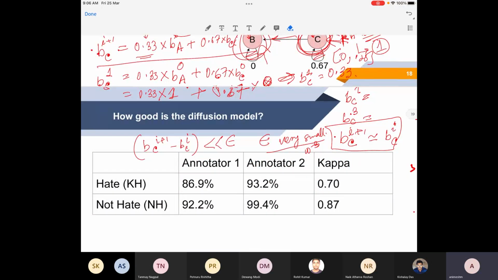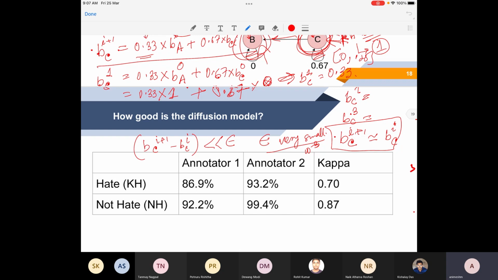So last day we were here, and we looked into how we can infer whether a particular user is hateful or not using a very simple diffusion algorithm. Okay. Now we left at a note that we want to verify how good the algorithm or the heuristic that we have developed is.